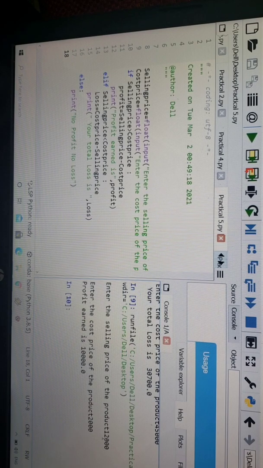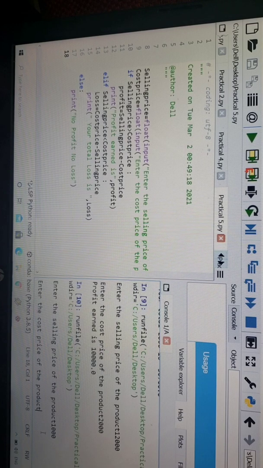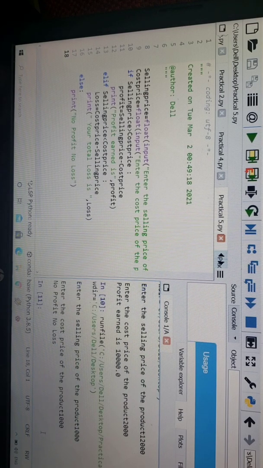So these are the messages. Whatever message you want to give, that you can give. Again, we can see if it is no profit, no loss, then in that case, it is 1,000. Cost price is also 1,000. So in this case it will be no profit and no loss.